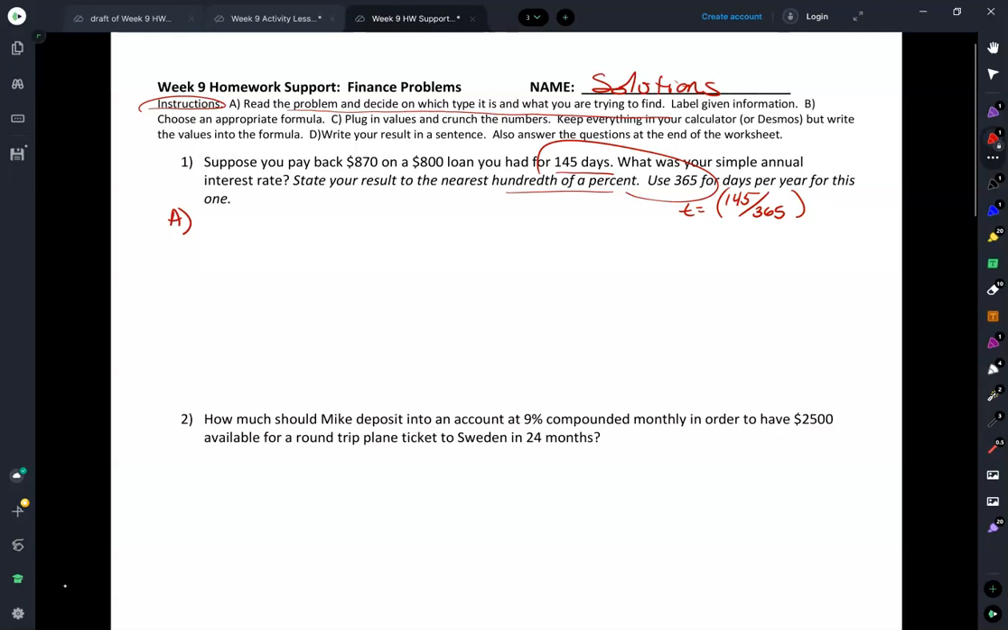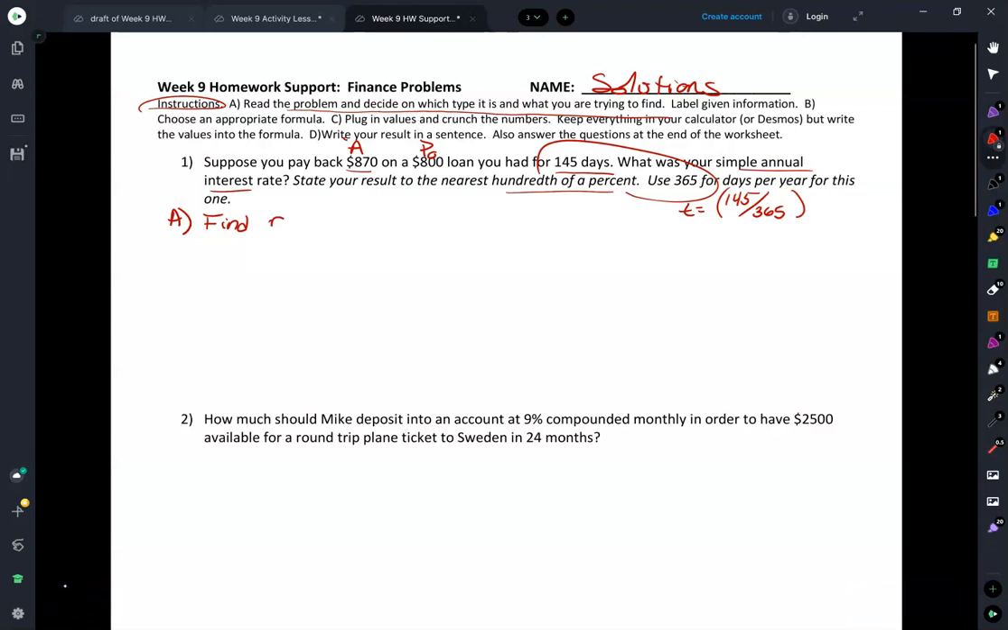So here we have, we're paying back this 870. That's our end amount, A for simple interest, or sometimes we just say P sub N. This is the initial principal, $800. And we're trying to find the annual rate. So find R, or you could write, actually I'll put a small r, you could put R equals question mark or something like that.